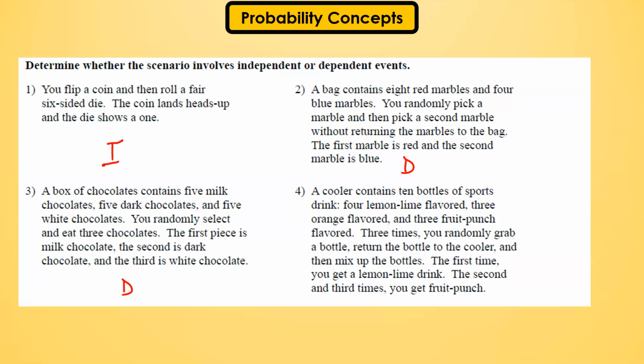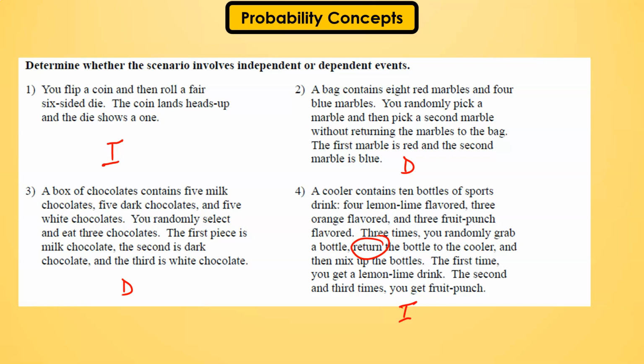Number 4, a cooler contains 10 bottles of sports drink: 4 lemon lime, 3 orange flavored, 3 fruit punch. 3 times you randomly grab a bottle and you return the bottle to the cooler and mix them up. The first time you get a lemon drink, the second and third times you get fruit punch. So obviously they're independent because we're returning.